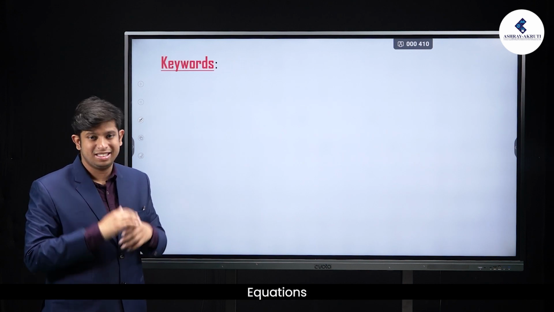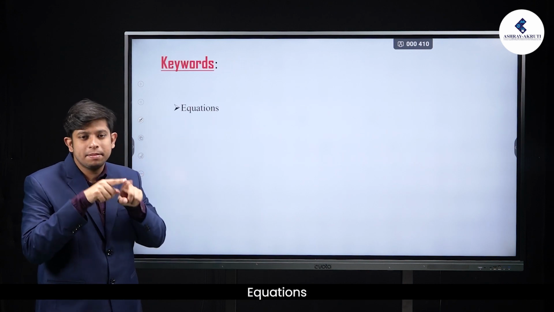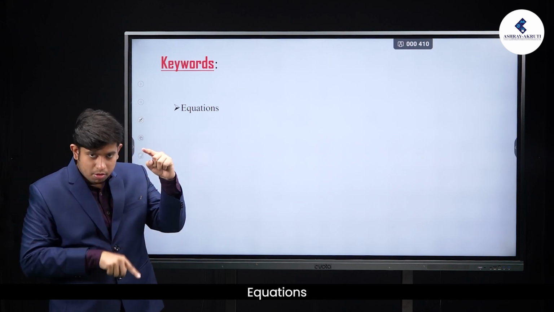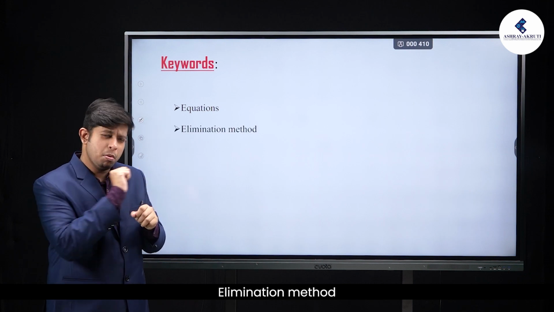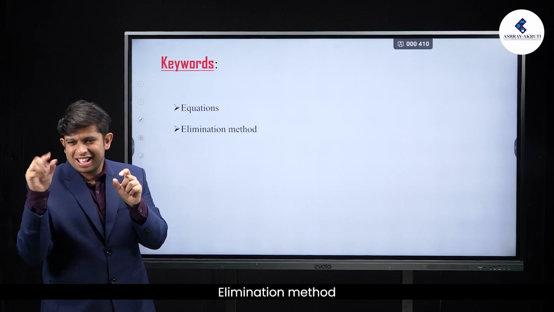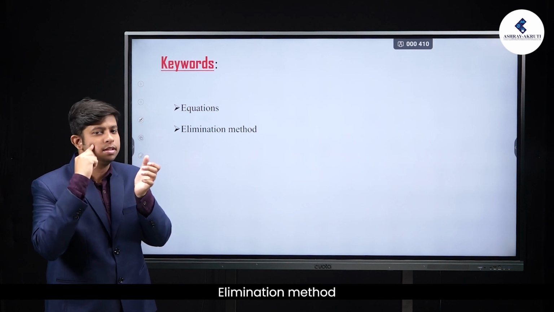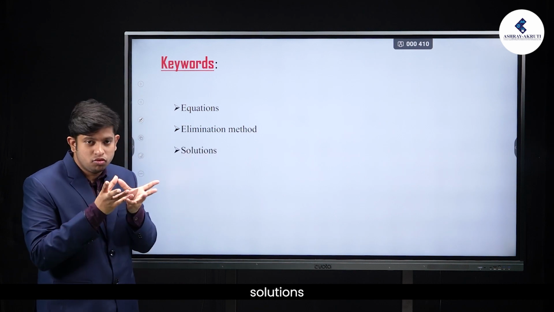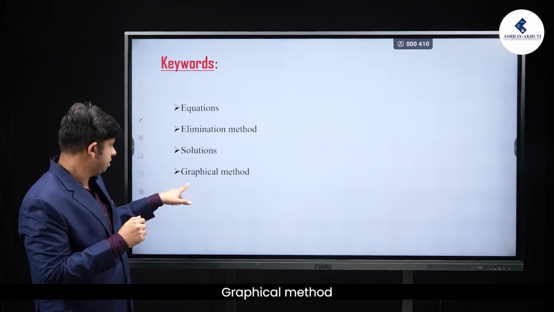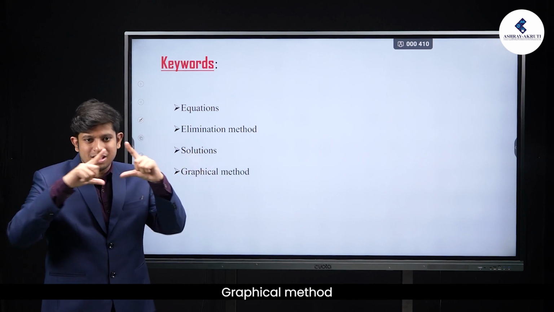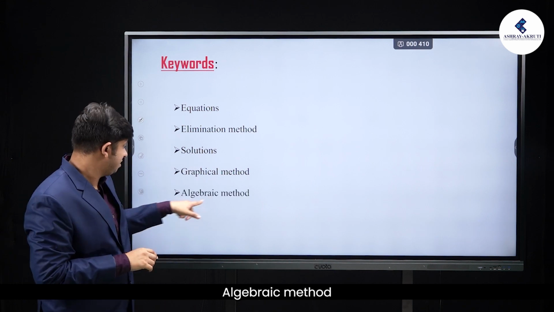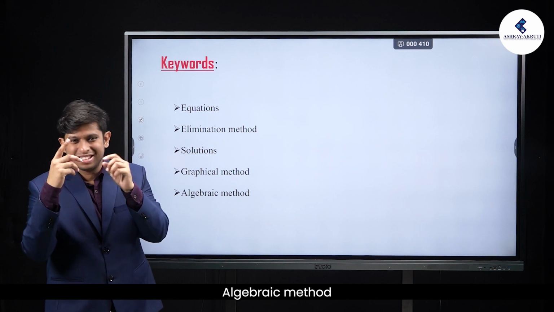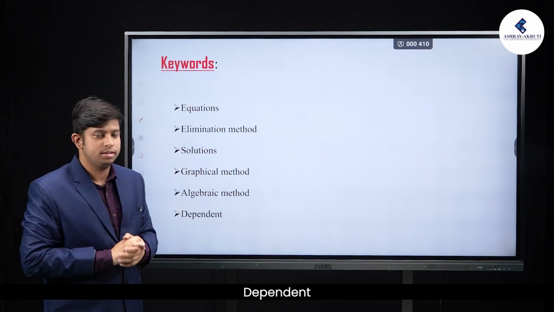Keywords: equations, elimination method, solutions, graphical method, algebraic method, dependent.